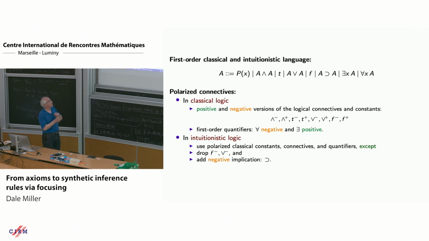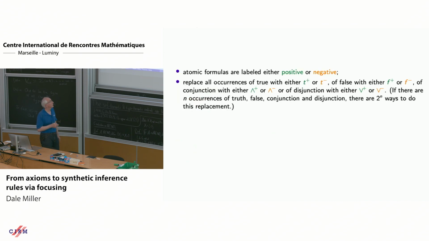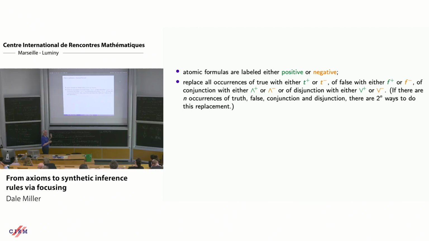So there's the original language, and then you build things with these fancy symbols in it, and you get a polarized formula. Now, how do you move to polarized? Well, you arbitrarily, or at least to a large extent arbitrarily, label the atomic formulas as either positive or negative. You're free to make those choices. Sometimes we make them all positive, sometimes all negative, but you can mix.